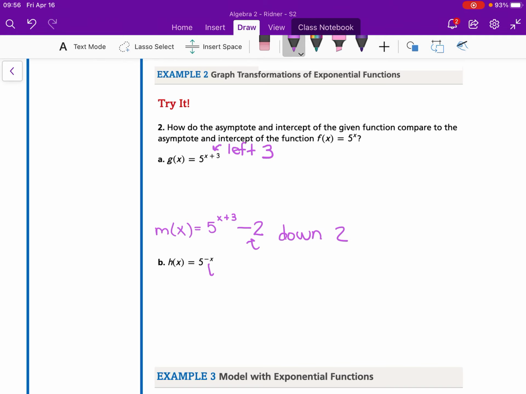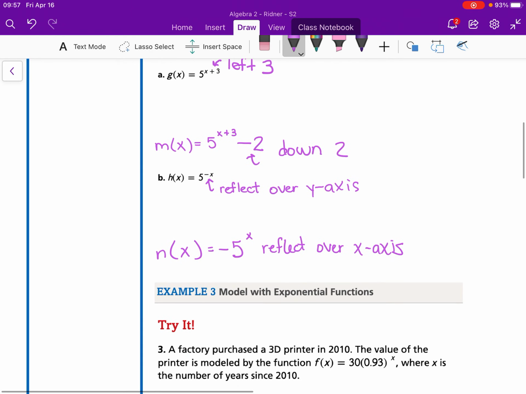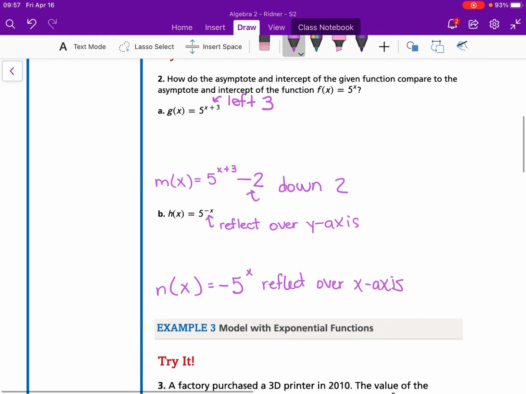Okay? A negative with the x means reflect over the y-axis. If you had the negative out front, it means to reflect over the x-axis. All the same rules that I feel like we've been tested on over and over and over again still apply, just it looks a little different to be exponential because exponential, in case I didn't say it from the beginning, is when the x is in the exponent, hence exponential.